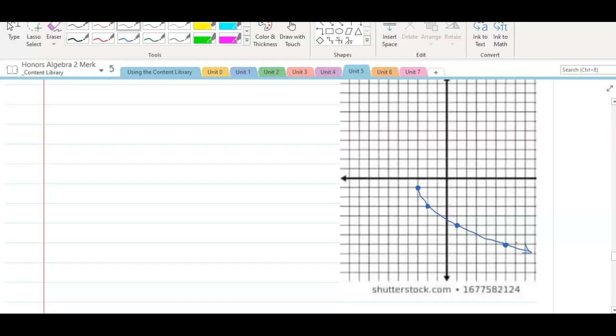And let's talk about our domain and range, just looking at the graph. Again, as I move from left to right, I don't have graph underneath me until here. And from here to the right, I have graph underneath me. So that is from -3 to infinity.